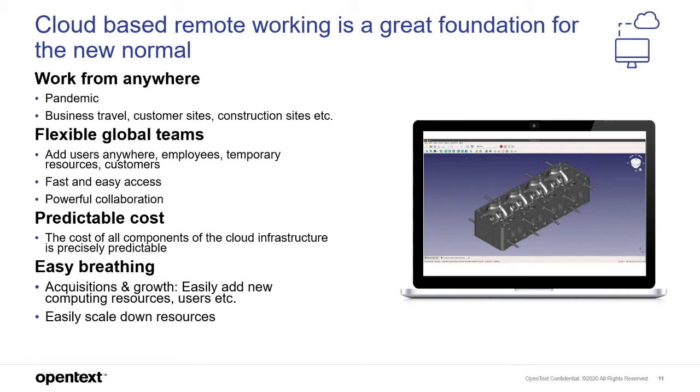The cost of all components of the cloud infrastructure is precisely predictable, so you know every month what the bill will be. And there are no big surprises in the cost for IT infrastructure, IT support, and all these things. And one very important thing for cloud as well is the easy onboarding, as I would call it. Companies like OpenText, for example, acquire other companies, and you want to get these employees going quickly and deploy new desktops or new applications to the new employees quickly.